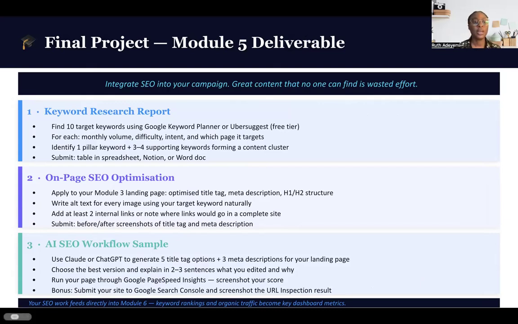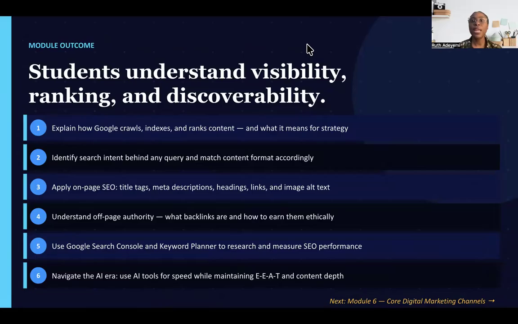Good? Awesome. Alrighty. So now at this point, you understand visibility, you understand ranking, you understand how to get discovered, and we're going to be moving right along to Module 6, where I will talk about core digital marketing channels. You ready? I'm ready. Let's do it.